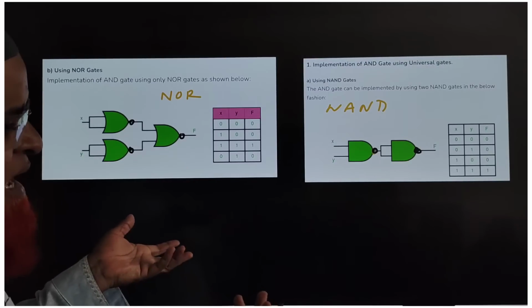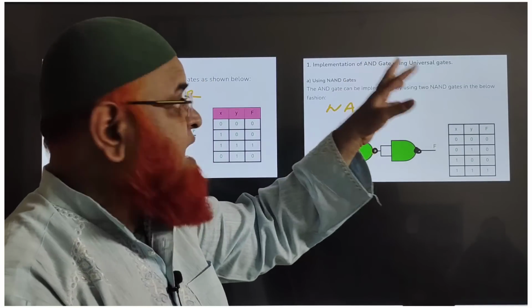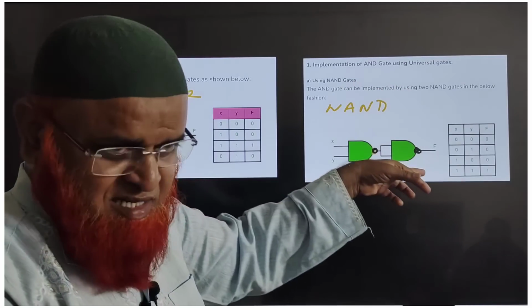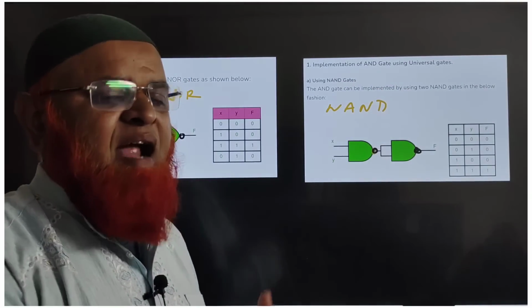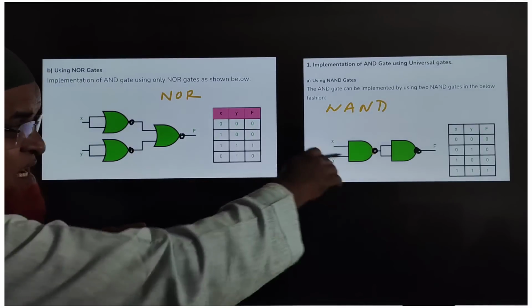अब हम क्या बनाए इसको लेके? I have taken 2 NAND gates and I have constructed AND gate. So implementation of AND gate using NAND gates. NAND gate लेके AND gate बनाए, NOR gate लेके AND gate बनाए. तो स्ट्रक्चर इस तरह रहना चाहिए इसको.